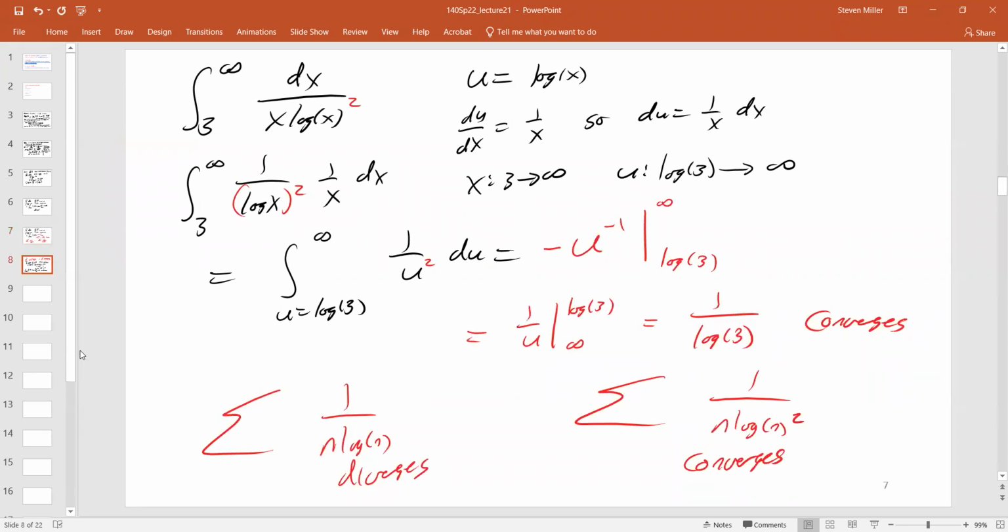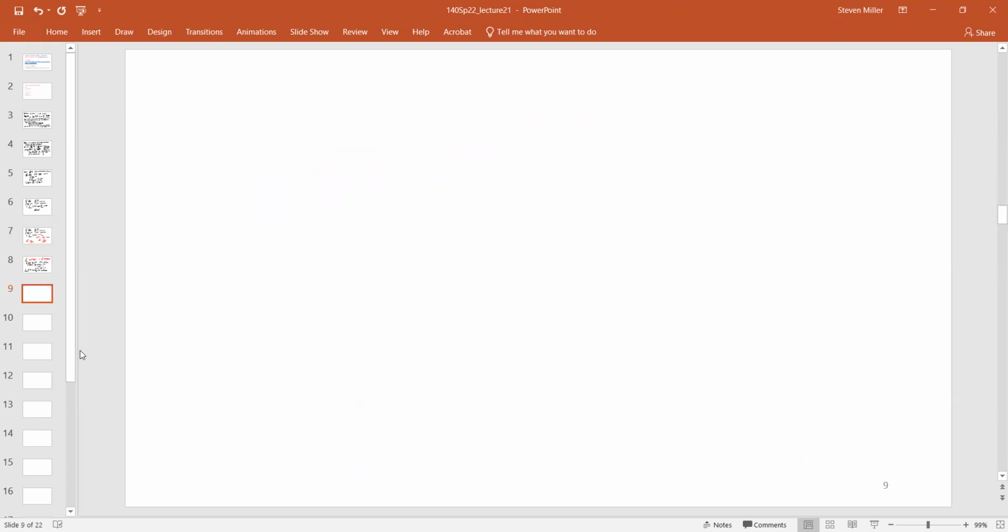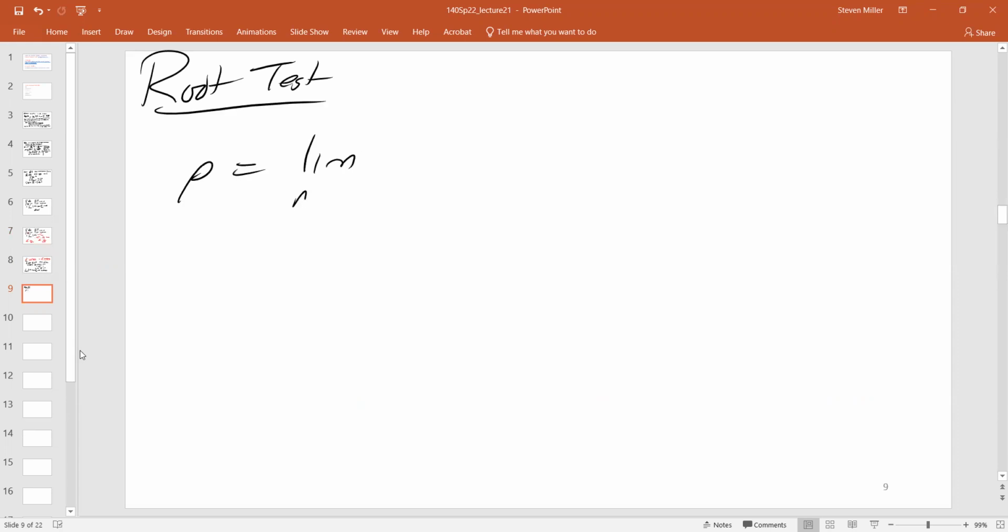Okay. So now the sides have been fixed. So now the next one is the root test. Let rho equal the limit as n goes to infinity of the absolute value of a_n to the 1 over n. If it is less than 1, greater than 1, equal. What do you think is going to be true if it's less than 1? Do you think it diverges if it's less than 1?